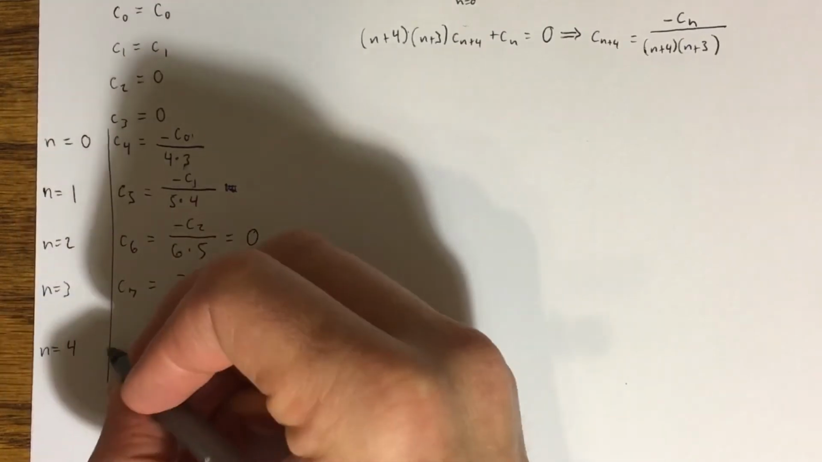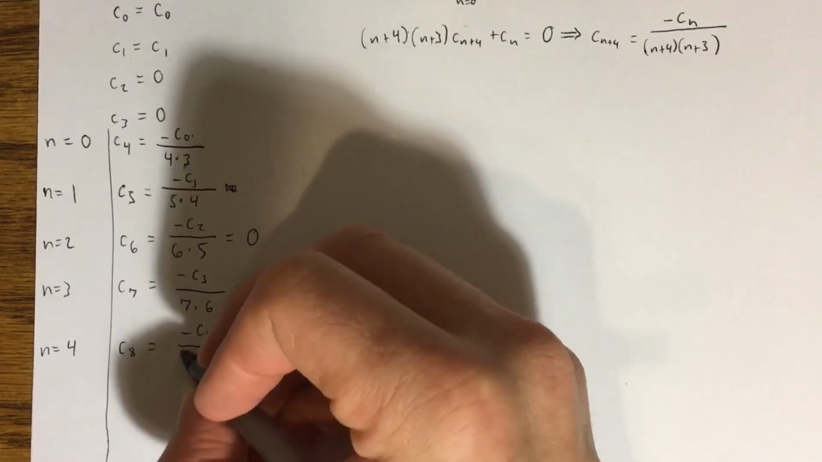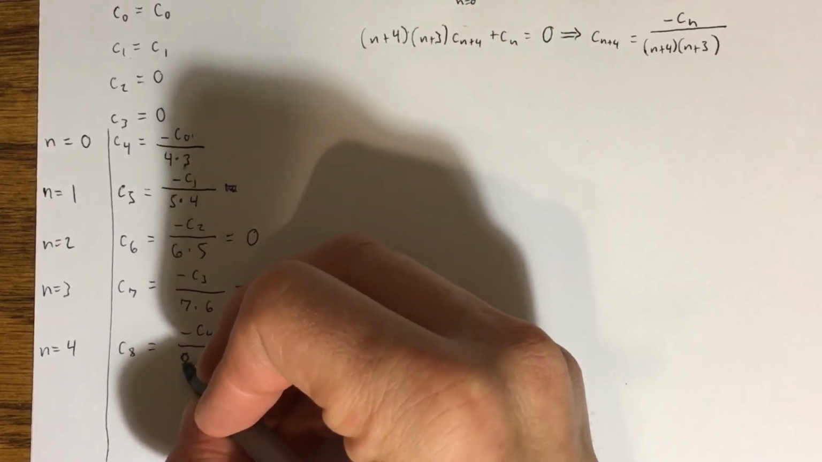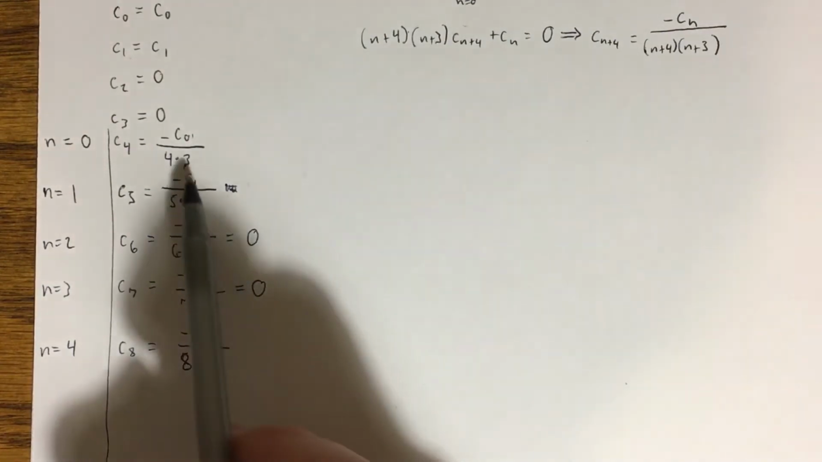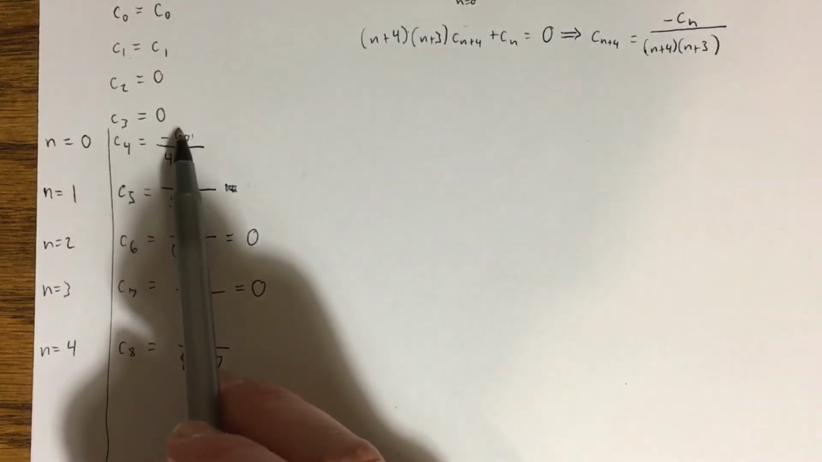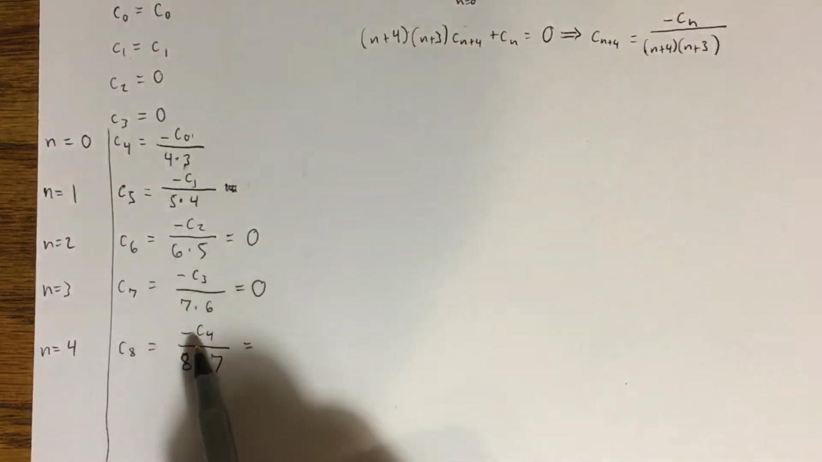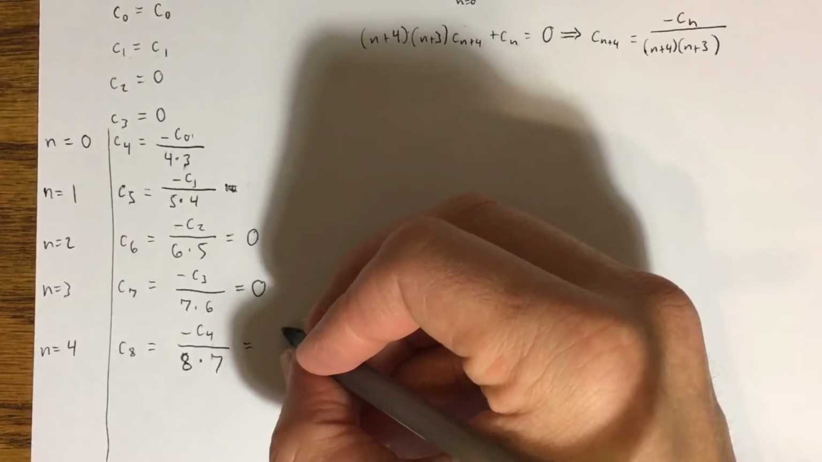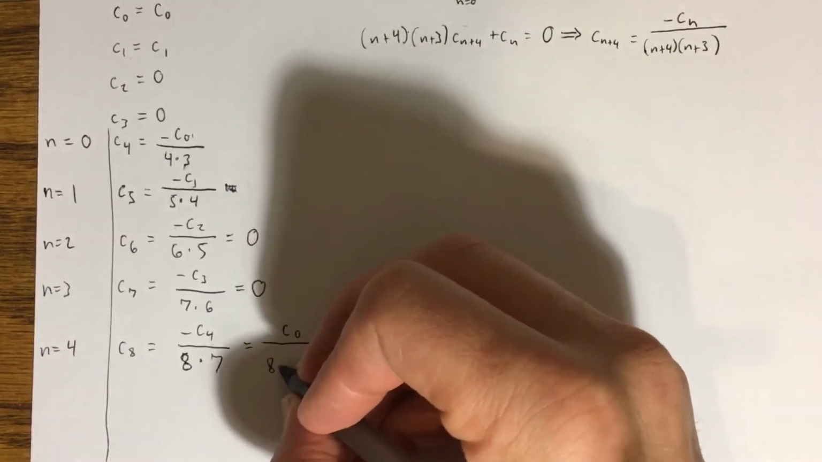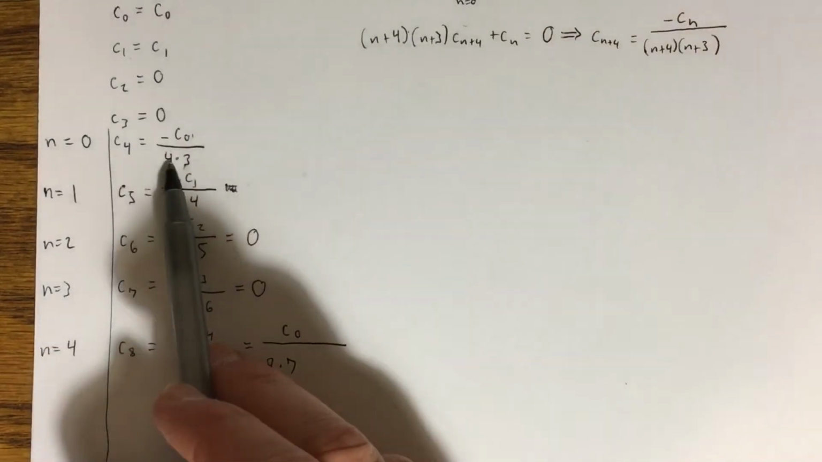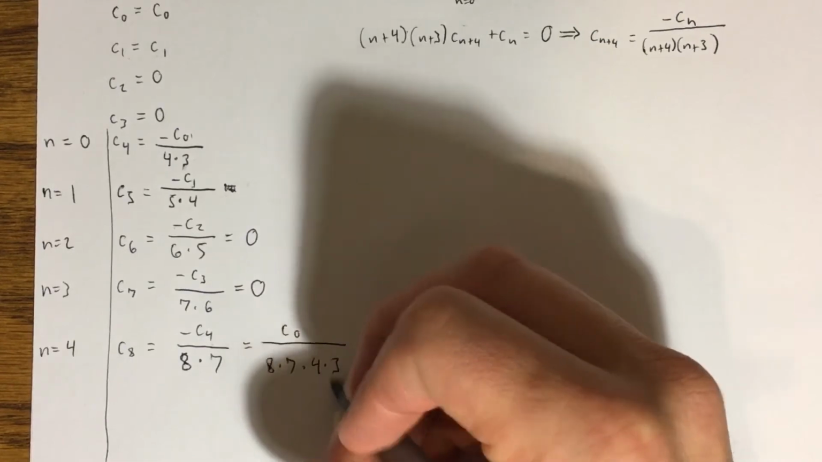What happens at n equals 4? I get C8, which equals negative C4 over 8 times 7. Here, C4 we have already found up here. It's equal to negative C0 over 4 times 3. Notice I have a negative appearing here, so that's going to be a positive C0 over the 8 times 7, and then this denominator is brought down, giving me times 4 times 3.